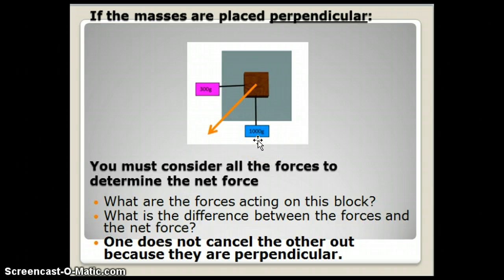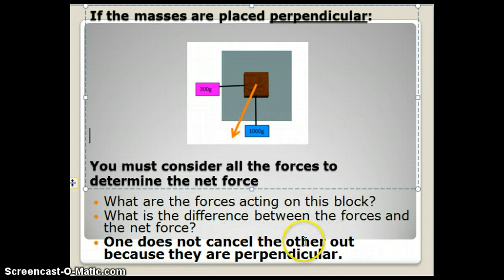The 1,000-gram mass is pulling greater than the 300-gram mass, so when we put our net force arrow on, we want it to be closer to the 1,000-gram mass. Note that it's still in between the two masses, however, it's closer to the 1,000-gram mass. Now, if these masses were the same, like both of them were 300 grams, then of course it would go directly to the corner there.